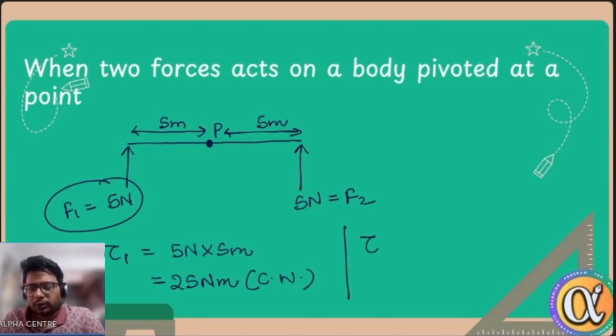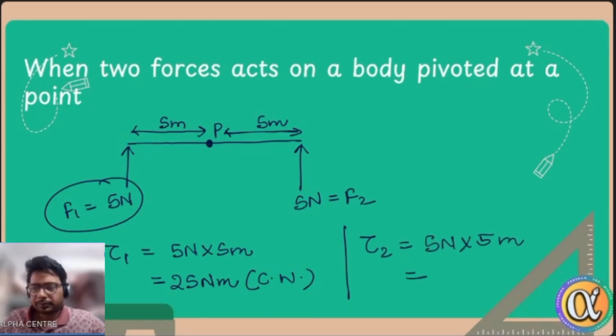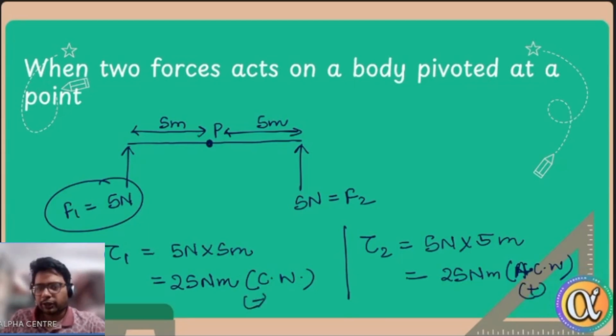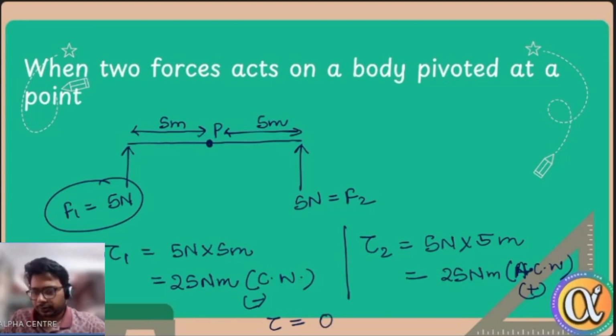Similarly, tau 2, the turning effect due to force 2, is 5 Newton multiplied with 5 meter again. So it's again 25 Newton meter, but then what is the turning effect there? Anti-clockwise. Okay, if we conventionally give a sign to this clockwise and anti-clockwise moment, let's take one as positive and the other one as negative. What is the net turning effect due to the two forces? Zero. So just 0 Newton meter.